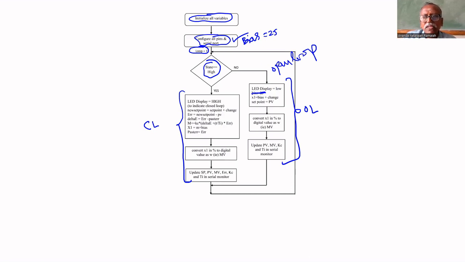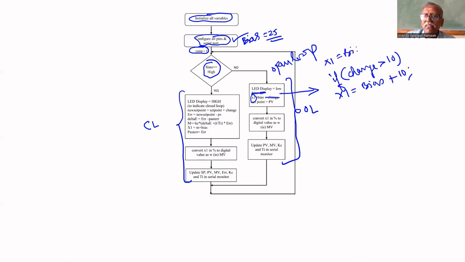Then X1 is the output of the DAC, here the pulse width modulated output. X1 equal to bias. Here one more statement is included. If change is greater than 10, then X1 equal to bias plus 10, where bias we already defined as 25. Otherwise, X1 equal to only bias.